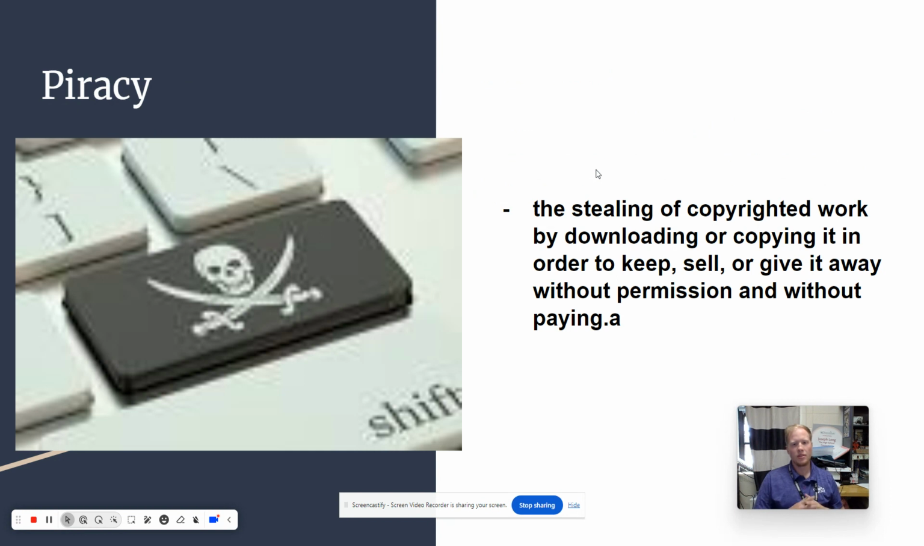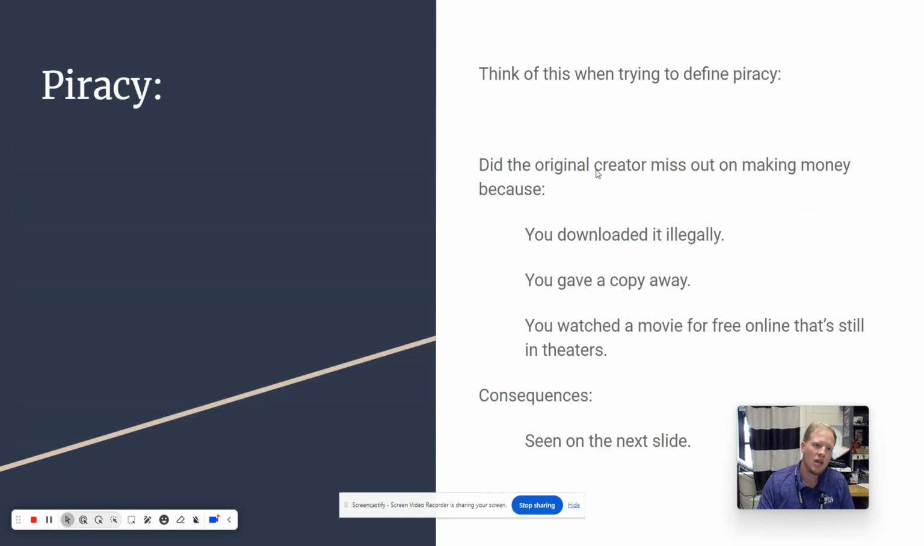Okay, now piracy, the definition for piracy is the stealing of copyrighted work by downloading or copying it without permission and without paying for it. So if I had to guess, we've all committed piracy, right? Watching free online movies, burning a CD, even though I don't know if you guys necessarily do that, YouTube downloader to listen to music instead of actually paying for the song, stuff like that.